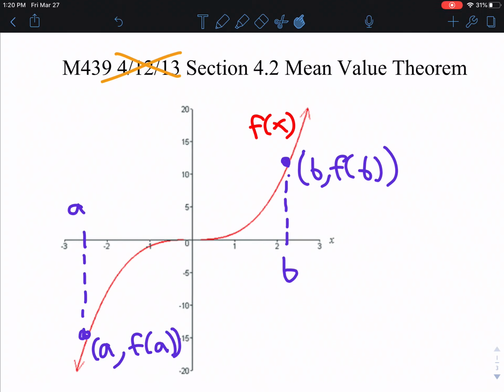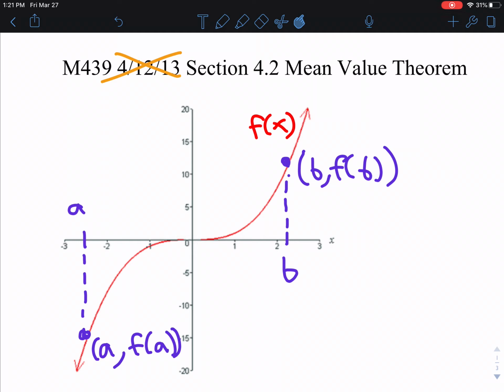All right, ladies and gentlemen, welcome back to section 4.2, day 1. Today we're going to talk about the mean value theorem. And we're going to jump right in here, taking a look at this red curve, which I've gone ahead and labeled f of x.